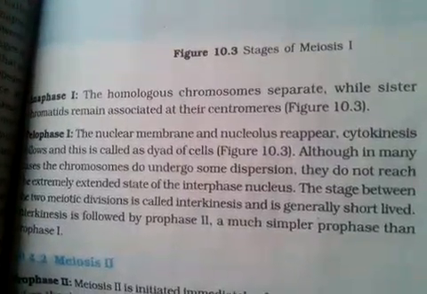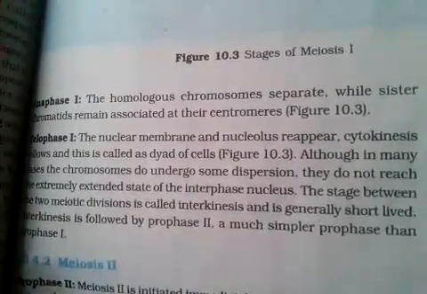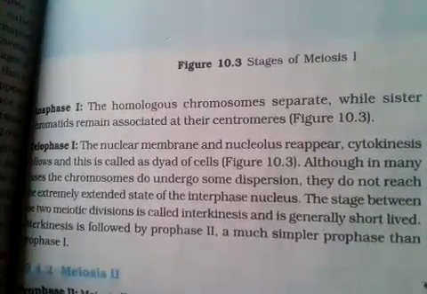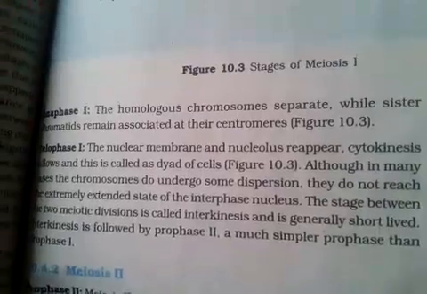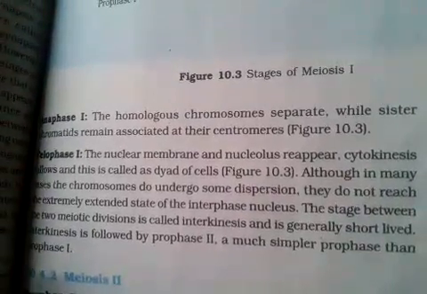Finally, after meiosis 1, the cell will go to prophase 2, so that the second kind of division, that is meiosis 2, occurs and results in formation of 4 haploid gametes.